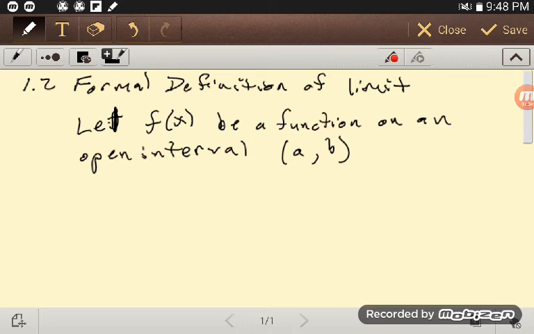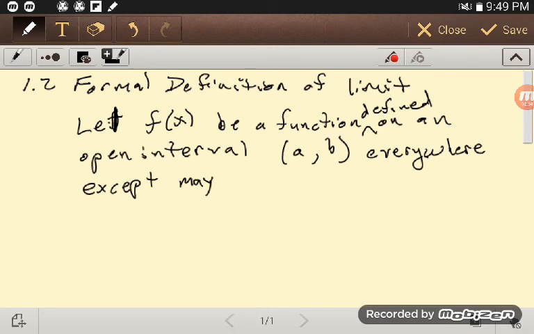So it's defined on here everywhere. Defined on an open interval (a, b) everywhere, except maybe at c. So c is an element of, this funny looking E thing means it's an element of that open set (a, b). It's in there somewhere. Now, what the open interval part does then is says that c is not at an endpoint.